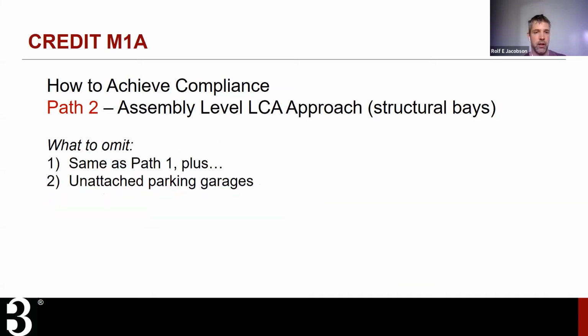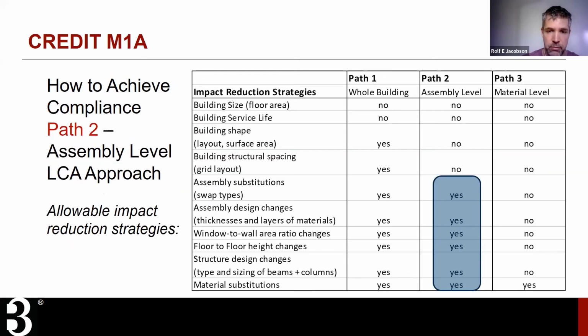To omit, we can omit the same things as in path 1, plus now we allow this to take out the unattached parking garages. So that could be advantageous for some project teams. Using this approach, there is a more limited number of options available for reducing your embodied carbon. There's some things you're just not going to be able to do with this approach.